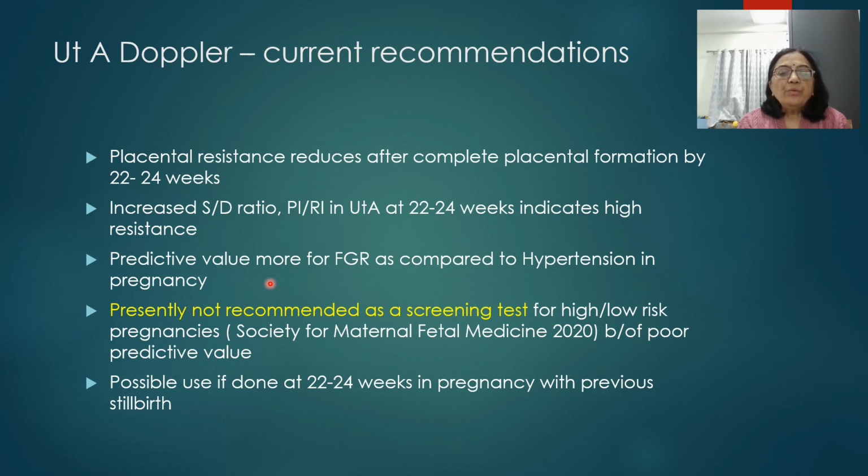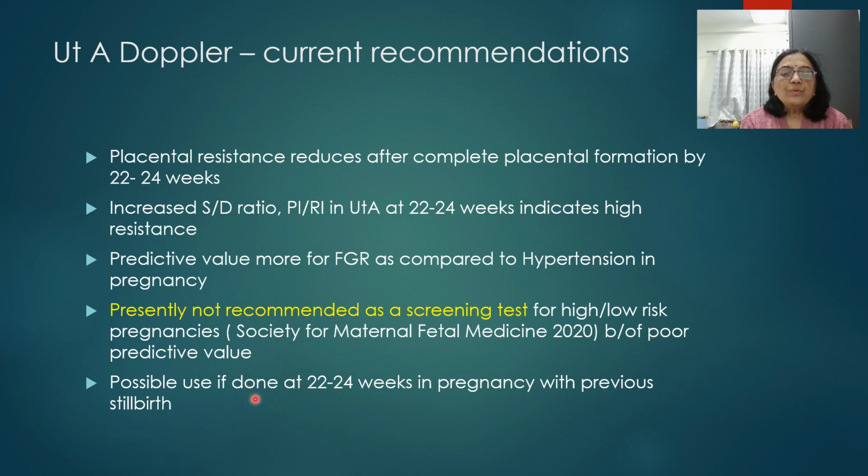But the predictive value of uterine artery Doppler is more for fetal growth restriction as compared to hypertensive disorders in pregnancy. Presently, use of uterine artery Doppler is not recommended as a screening test, either for high risk group or low risk group pregnancies, for these two conditions, fetal growth restriction or hypertension in pregnancy. This is a recommendation by the Society for Maternal Fetal Medicine 2020. Why it is not recommended is because of its poor predictive value.